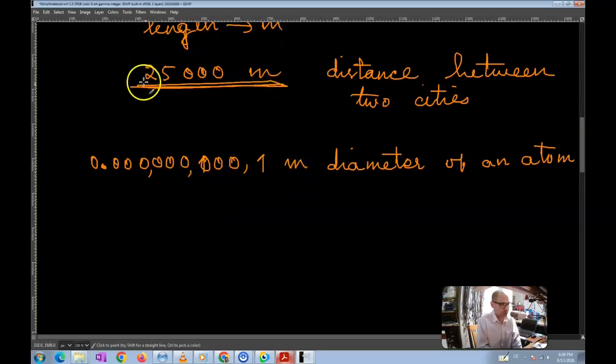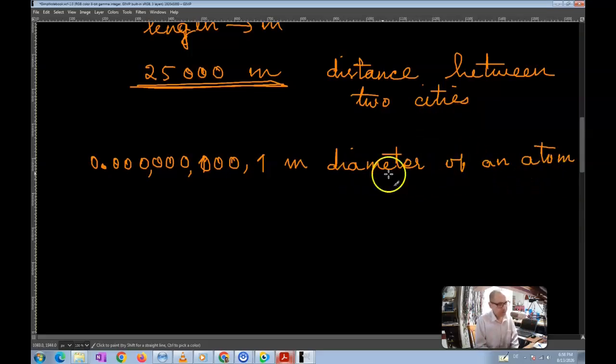So this, of course, is a very large distance. That's 25,000 meters, meaning that you can imagine a meter stick, and if you multiply the length of a meter stick by 25,000, that would be the distance between the two cities, because the two cities are very far apart from one another.